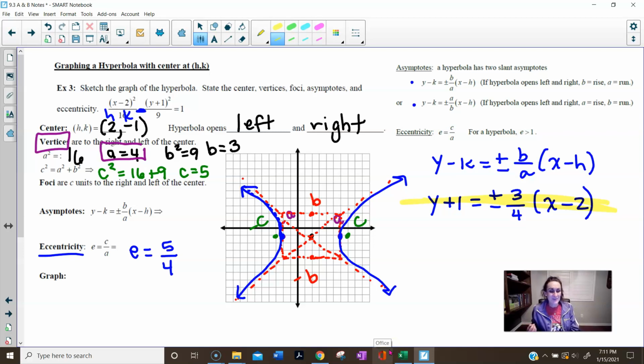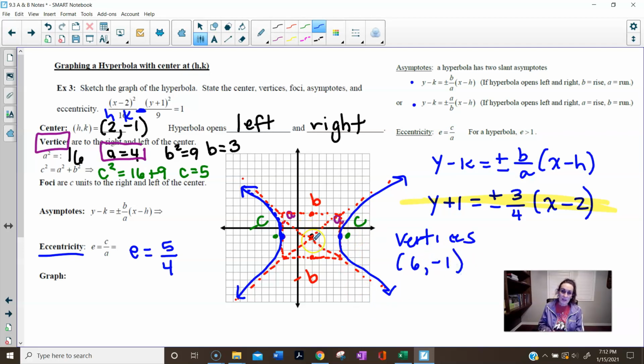So there's the asymptote. If you needed the values for the vertices, the vertices are going to be where this A is, here and here. So you would have to take your center and then add 4 and subtract 4. So this is going to be right 2 plus 4, which is 6. So vertices are where your A's are. So you would go right 6 and down 1. You would also go left.